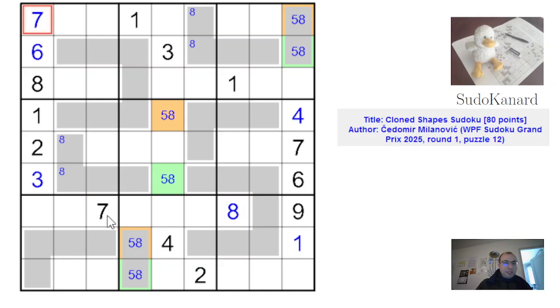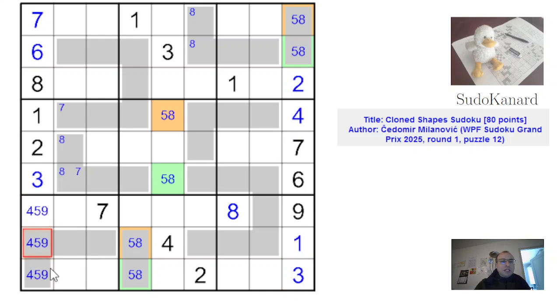Is there something about 7s? Yes, 7 in this area must be here, which means that on this column, 7 will either be here or there. Not sure this is very interesting as a pencil mark. More interesting is the fact that those 2 cells are 2 and 3. There's a 2 here. So that's 3, that's 2. And here we need 4, 5, 9.